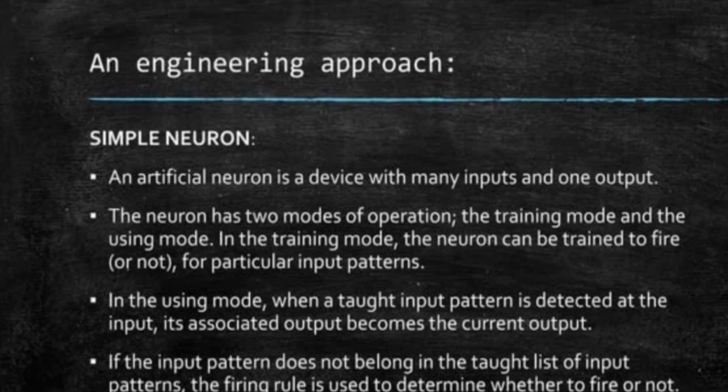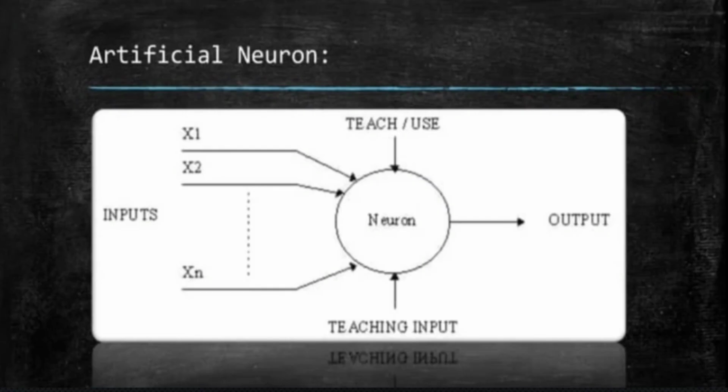An engineering approach: the simple neuron. An artificial neuron is a device with many inputs and one output. The neuron has two modes of operation, the training mode and the using mode. In the training mode, the neuron can be trained to fire for particular input patterns. If the input pattern does not belong in the taught list of input patterns, the firing rule is used to determine whether to fire or not.